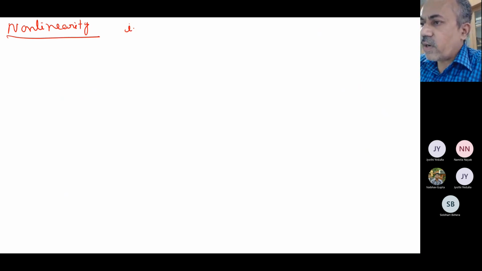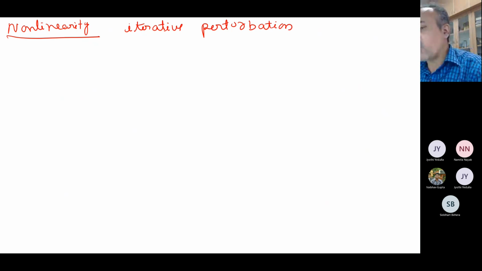Okay, so now if it is non-linear, say, when there is non-linearity, we have to use an iterative fashion. So this method is iterative perturbation, we say. Okay, so it's anyway straightforward only. These are all very simple.